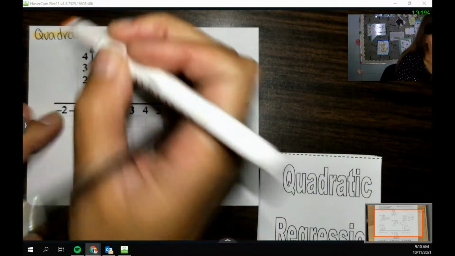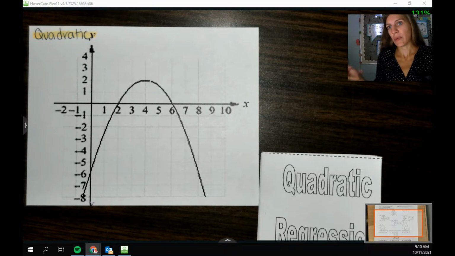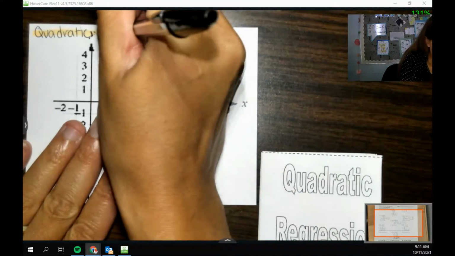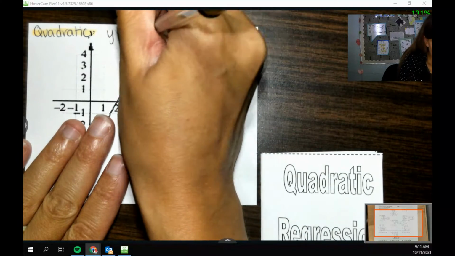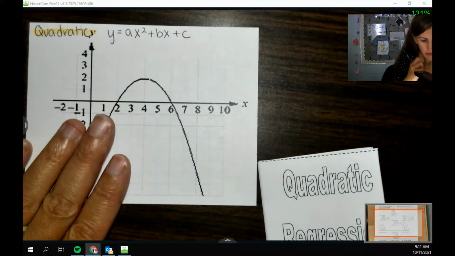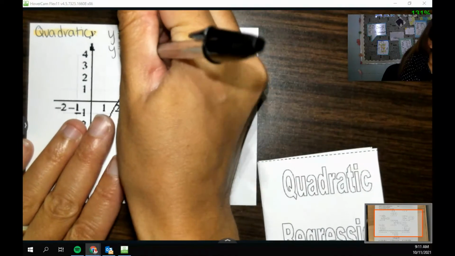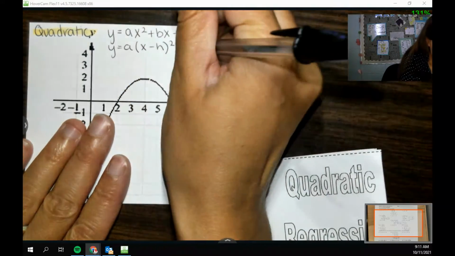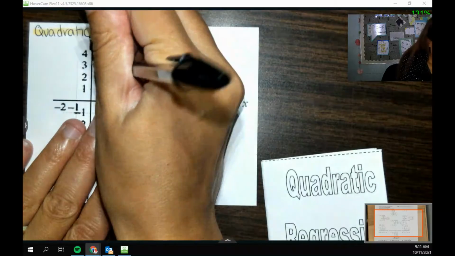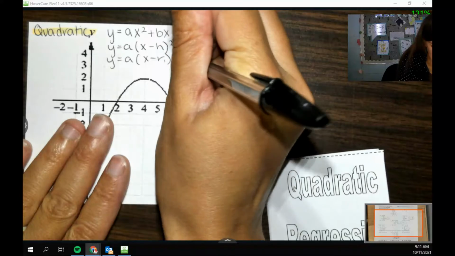equation can be represented in kind of 3 different ways. And we're going to be taking a look at each different way over the next couple of weeks or so. So one way, kind of the most common way, is y equals ax squared plus bx plus c. Another way is where we have y equals a parenthesis x minus h squared plus k. And then kind of the last way is y equals a, parenthesis x minus r1, parenthesis x minus r2.